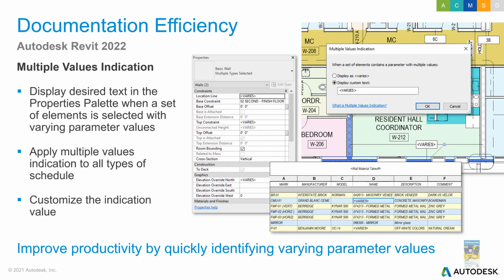We have multiple values indication as well now, so when you're picking more than one piece of geometry and you look at the properties panel, depending on what data you're going to see in there, it'll say Varies, and you can display the desired text in the properties palette when elements are selected with varying parameter values. You can apply multiple value indication to all types of schedules and customize the indication value as well.